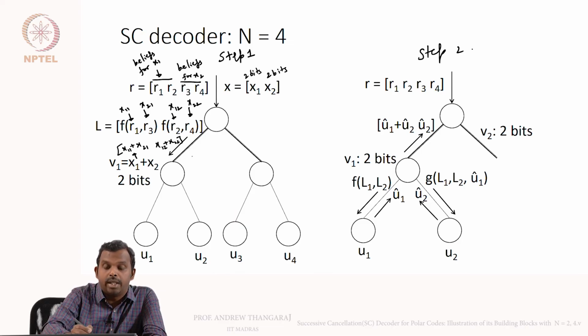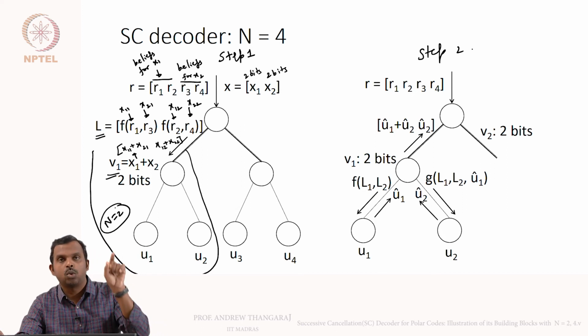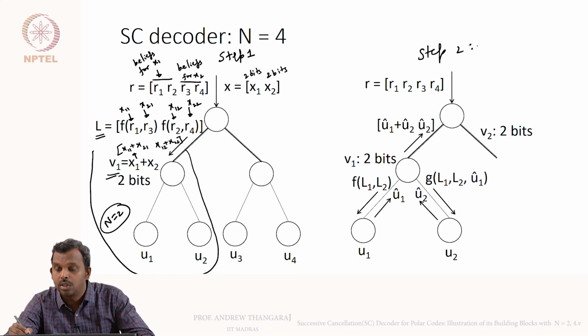Once again, you had 4 bits in the code word, you got 4 received values, 4 beliefs, you grouped them 2 at a time and then computed the 2 beliefs for V1. Now once you have beliefs for V1, which is just a vector of length 2, you're back to the n equals 2 situation. What happened at n equals 2? You had a root node and 2 beliefs coming in. Same thing is happening here. You have a root node, 2 beliefs coming in, and 2 leaves below that. Step 2 is just n equals 2 decoding.